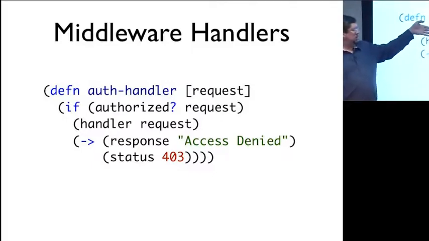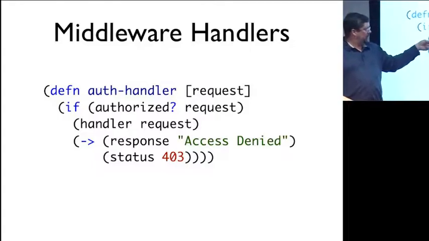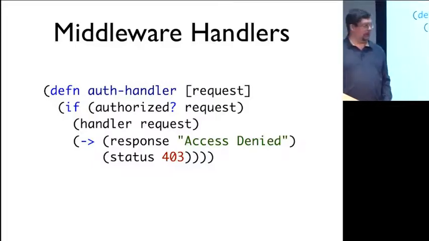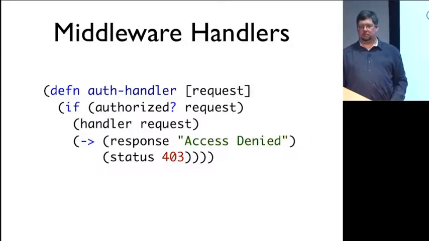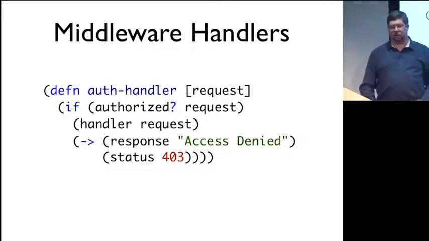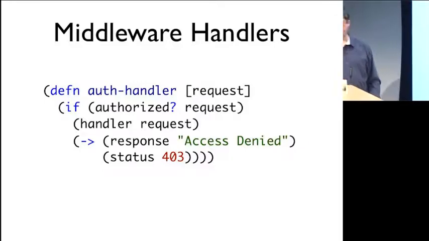So it does what it wants to do and then calls the next handler and returns the response that comes back from that handler. In this case, it optionally will short-circuit that. If the authorized function says nuh-uh, then instead of calling the handler, it will generate an access denied response and return that directly, and then the rest of the chain never gets invoked. Make sense?